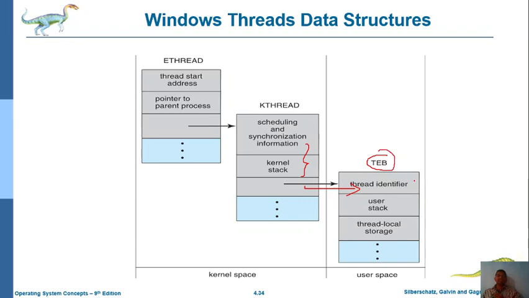In the thread environment block, which type of information do we have? Thread identifier, user stack, and thread local storage. The thread identifier uniquely identifies that particular thread, so each and every thread is referenced with some ID. The user stack stores the user related data, and thread local storage stores such information in local storage. So these are the data structures of Windows threads.